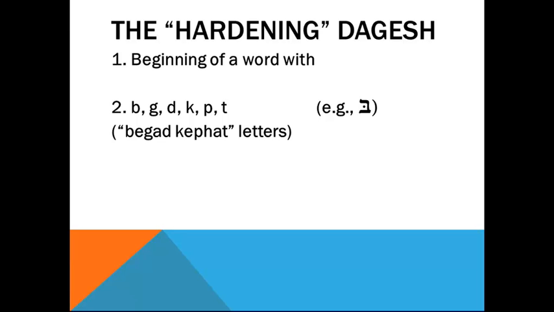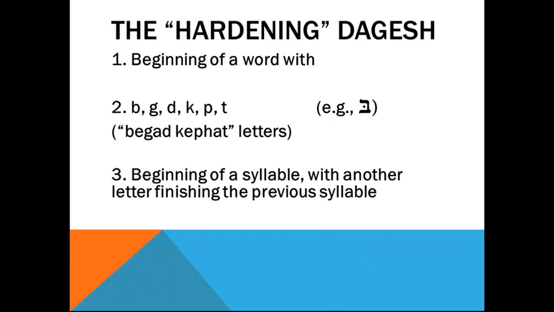If the dot is there, it's a hardened sound, B or P. If the dot is not there, then it's V or F. This is just a pronunciation issue. It's not going to change your interpretation or anything, probably.